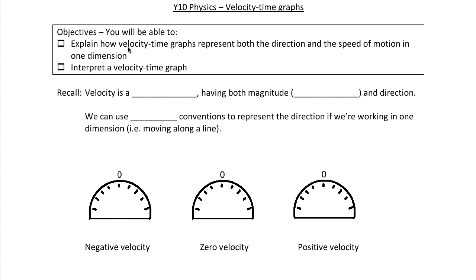All right, so far we've been working with position time graphs, and in this lesson we're going to introduce velocity time graphs. You're going to be able to explain how they represent both the direction and the speed of motion in one dimension, and you're also going to be able to interpret them.